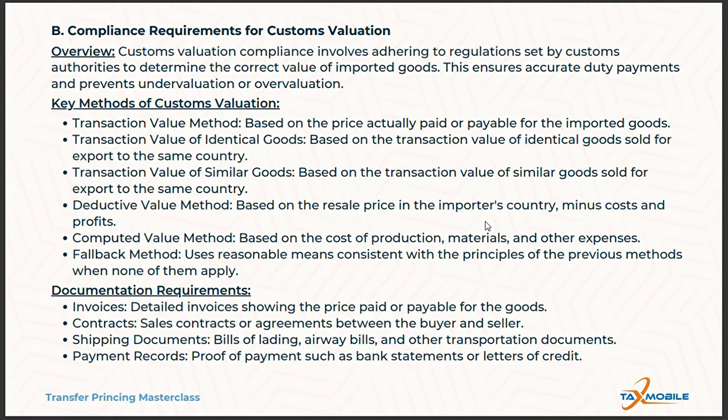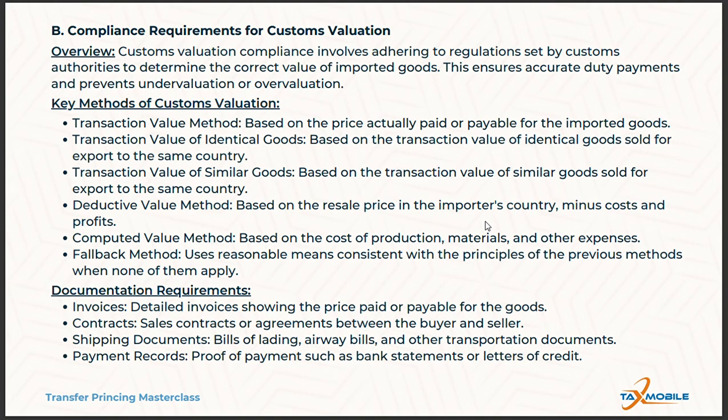The second method is transaction value of identical goods. When the transaction value method isn't applicable, customs authorities may turn to the transaction value of identical goods sold for export to the same country. These goods must be identical in all material respects, such as quantity, brand, and reputation. The third one is transaction value of similar goods. If identical goods are unavailable, customs authorities use the transaction value of similar goods. This method allows for adjustments to account for differences in characteristics such as size, material, or performance.